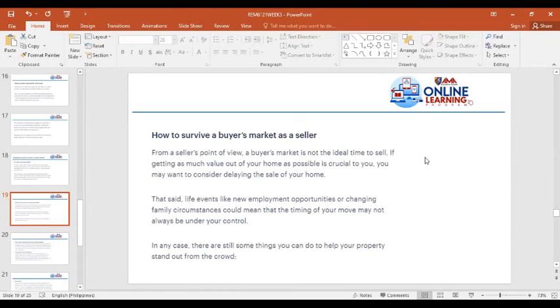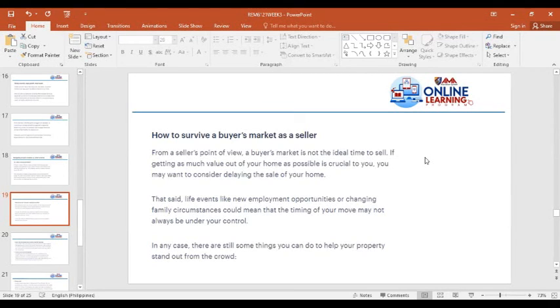So sometimes, in case you really need to sell your property, even if you sell it cheap, it's because your need is urgent. But if not, you have to consider delaying the sale of your home.